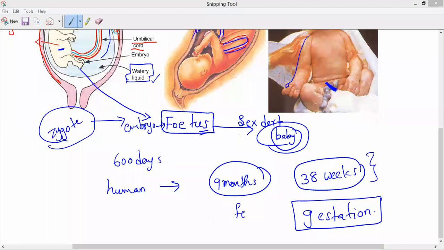Right. The time period from the fertilization up to the birth of the baby is called, what do we call it, guys? Gestation.